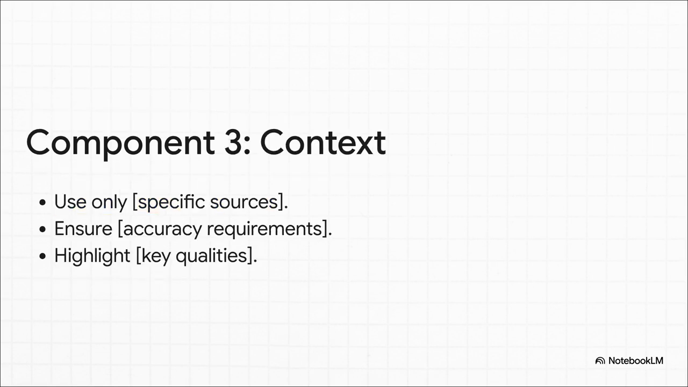And the third part of this foundation is context. This is where you set the rules of the game. You can tell it which sources to use, you can define what accuracy means for this specific job, and you can even tell it what things to prioritize. This is how you really guide the AI toward what you think is important.